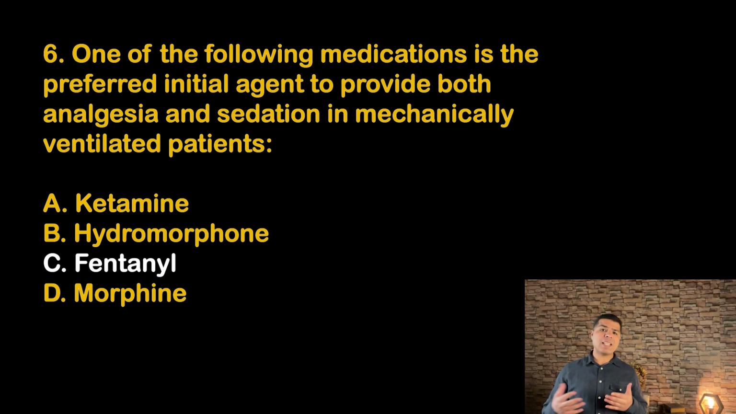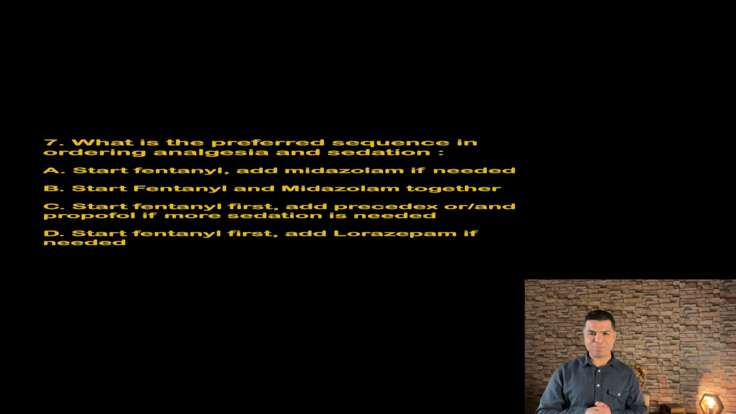Now, ketamine is not FDA approved for use in adults in ICU. Sometimes it is used off-label for procedural sedation, extreme agitation, as an adjunct to opioid analgesia. It has some analgesic and bronchodilator properties. That's why some may use it in intubated asthmatics, but again, it's all off-label use, so don't pick it on board exams. Let's go to question number 7.